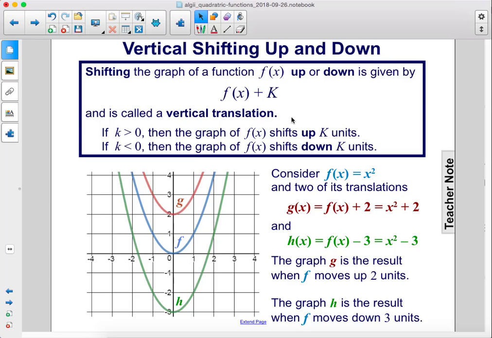Shifting the graph of a function f of x up or down is given by f of x plus k and is called a vertical translation. If k is greater than 0, then the graph of f of x shifts up k units. If k is less than 0, then the graph of f of x shifts down k units.